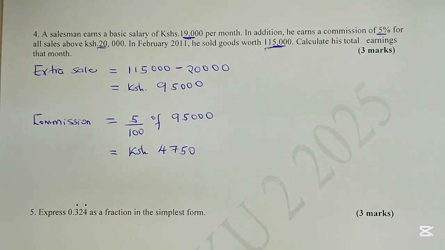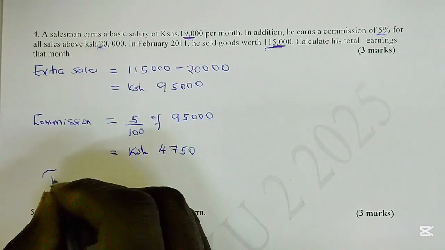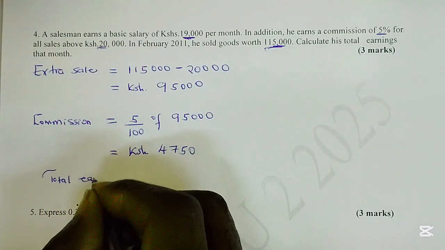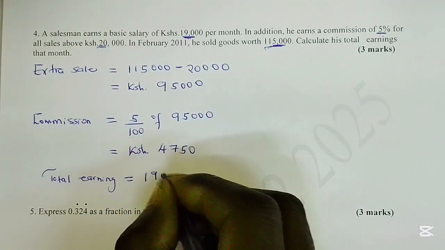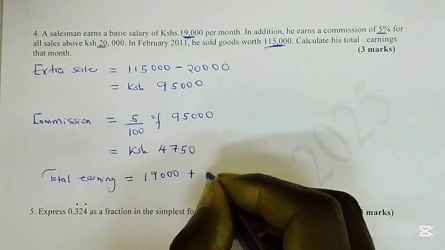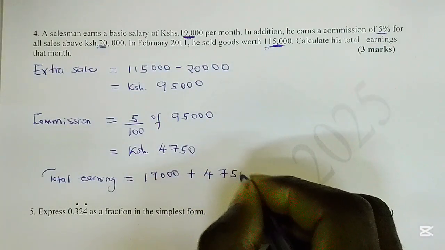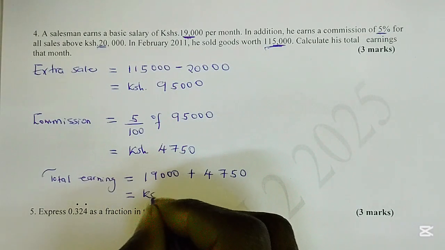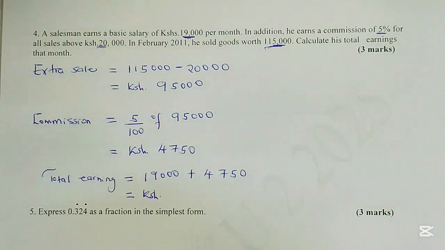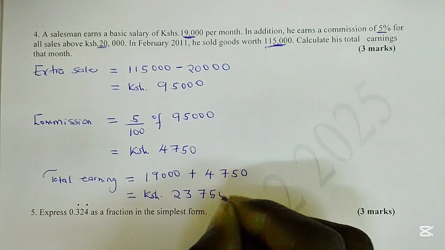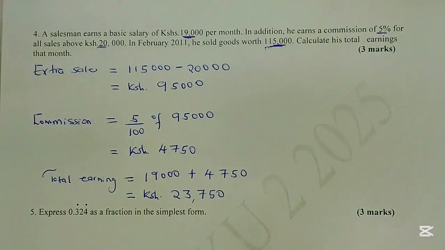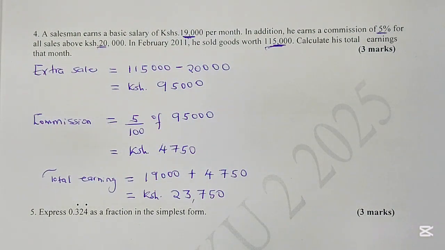4,750. It means that when it comes now to find the total earning, we are going to take the basic salary, which is 19,000, plus the commission, which is 4,750. If you add this one, then the total amount the salesman was able to get was 23,750. That was the total earning for that particular month.